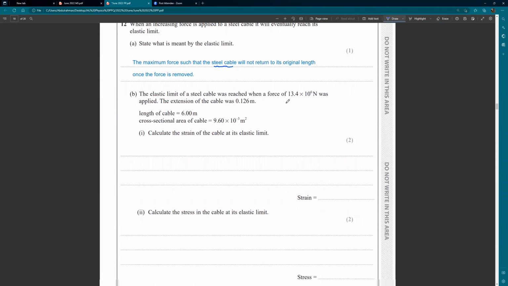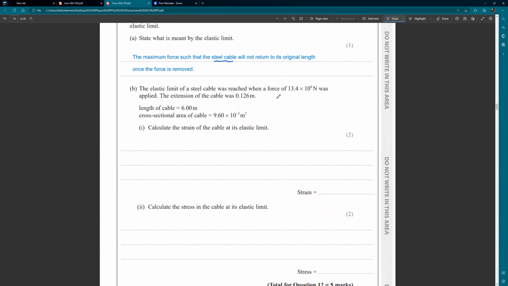The elastic limit of a steel cable was reached when a force of 13.4 times 10 to 6 newtons was applied. The extension was 0.126 meters. The length is 6 meters. The cross-sectional area is 9.6 times 10 to minus 3 meters squared. Calculate the strain of the cable at its elastic limit. So strain is equal to the extension over the length. The extension is 0.126. The length is 6 meters, which gives you 0.021. Strain is dimensionless. It does not have a unit.